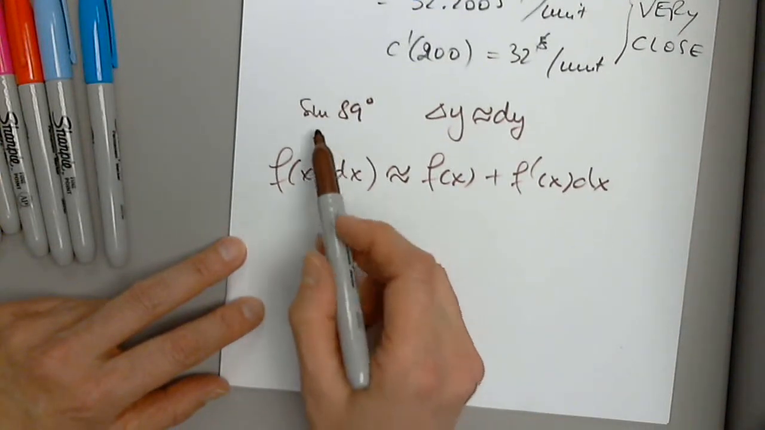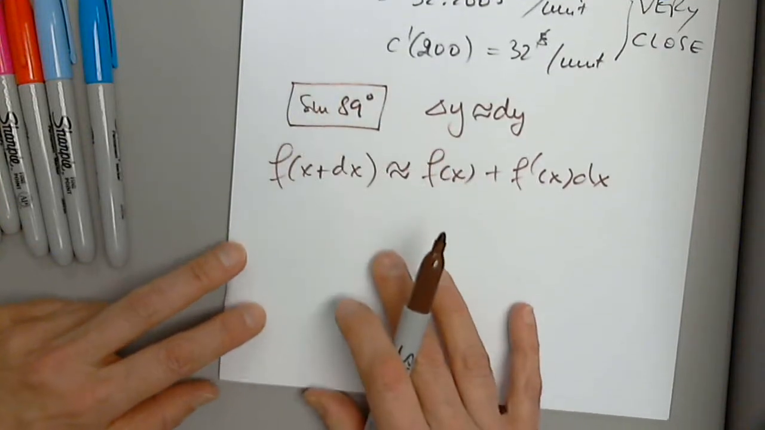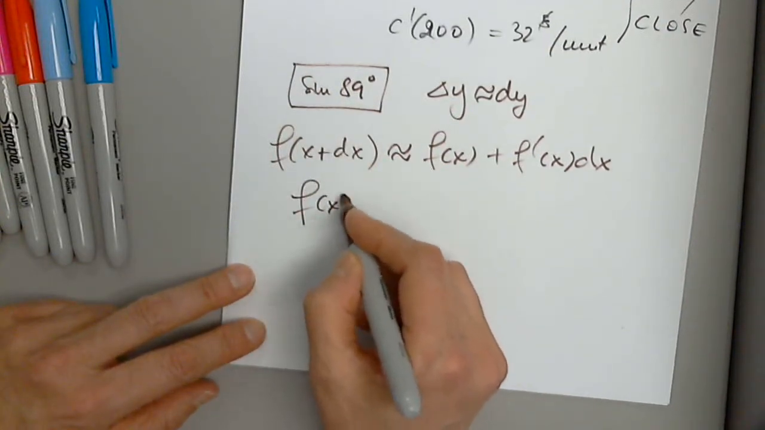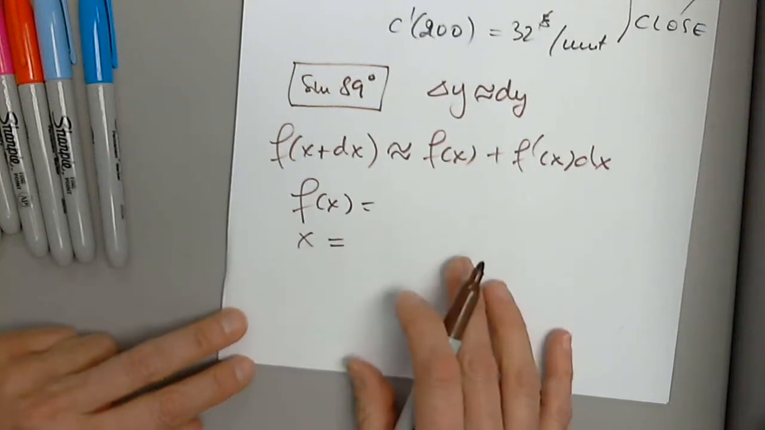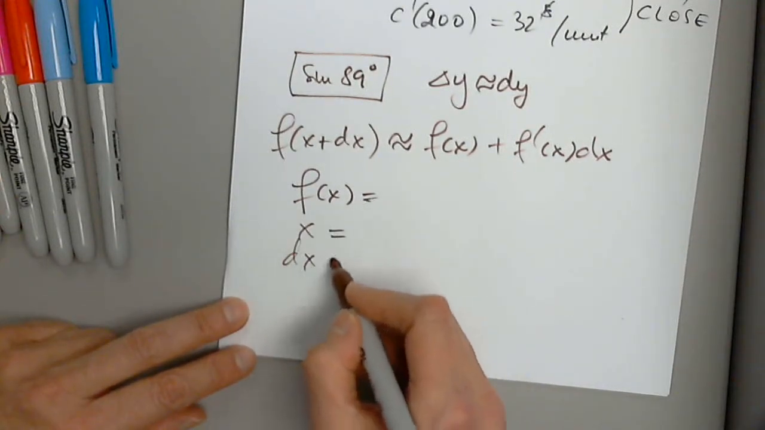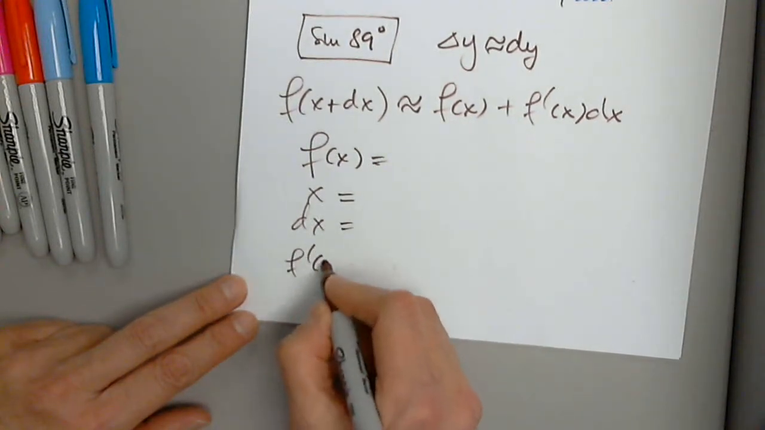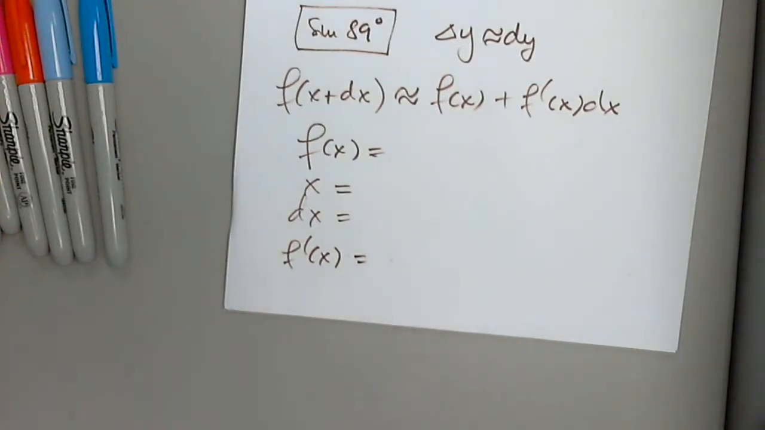And we have sine of 89 degrees. So we have to identify the function. We have to identify x. We have to identify dx. And of course, f prime of x. Once I have all these, the problem is solved.